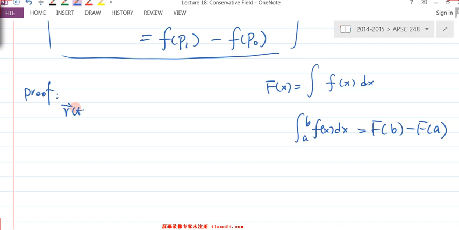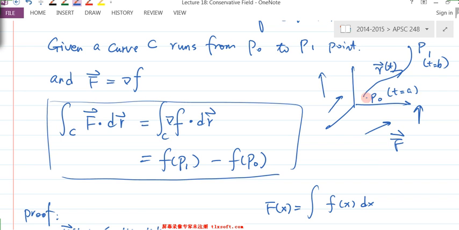Let's see the vector, the parametric equation for the curve C, arbitrary in general, generic ones. It's x of t, y of t, z of t. And the t goes from A to B, as we plotted here. So t goes from A to B, okay?